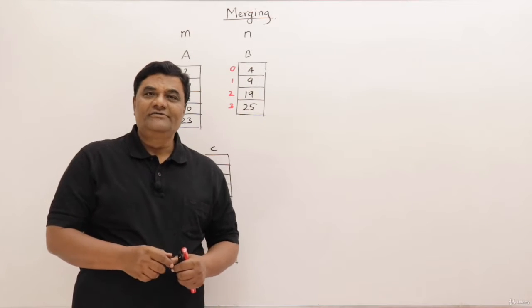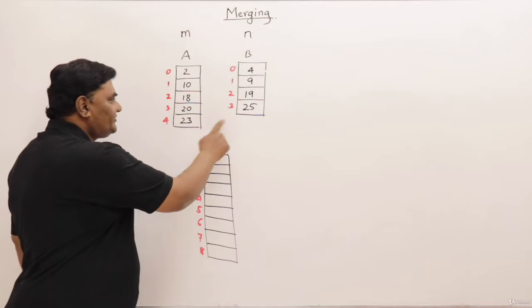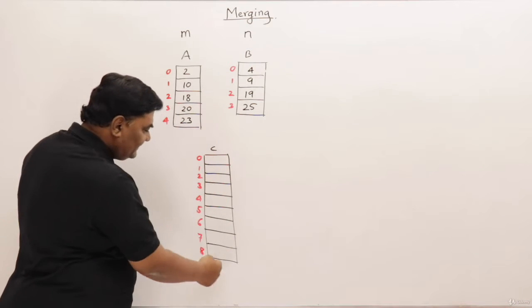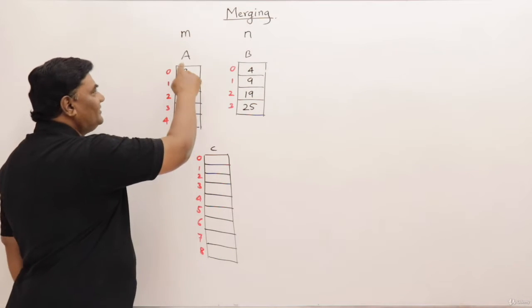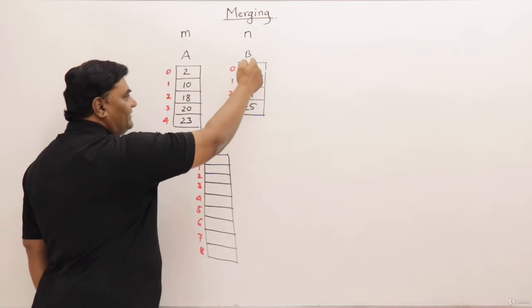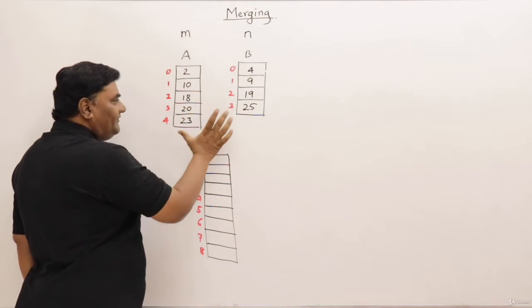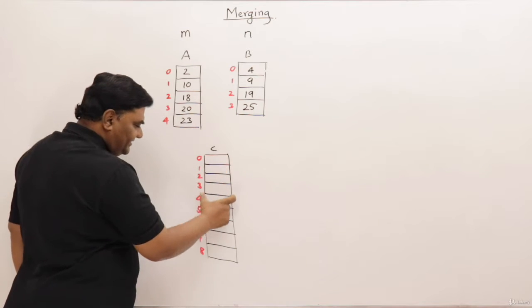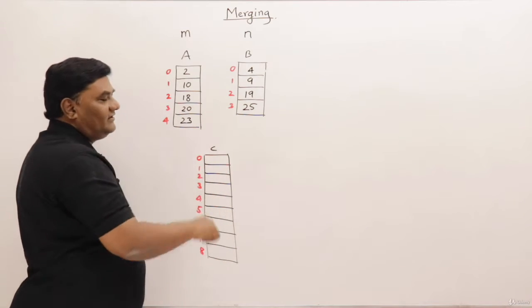See, merging is a process of combining two sorted lists into a single sorted list. If you observe, I have two arrays here, A and B, and the list of elements are sorted here and they are sorted here also. We want to combine these two and keep them in a third array in the sorted order.